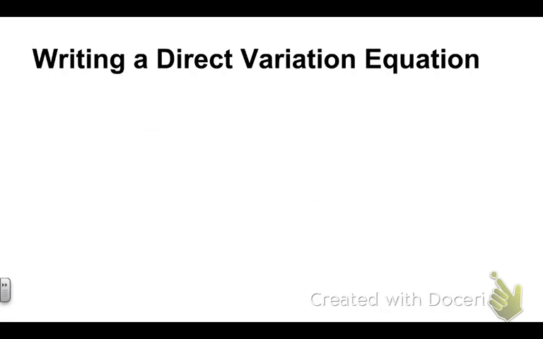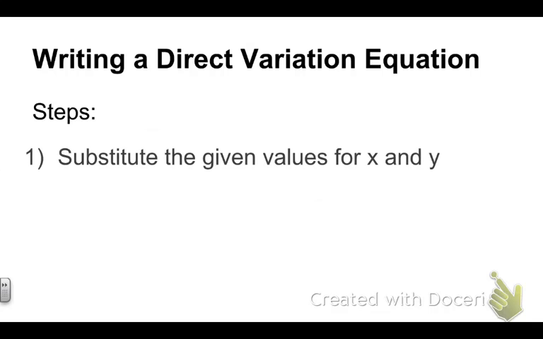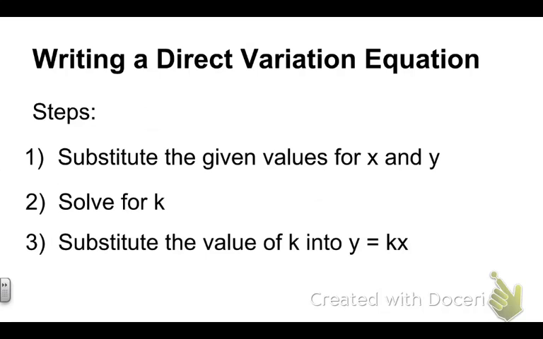Now, writing a direct variation equation, there's a couple of steps. You would first have to substitute the given values for x and y. That would leave you only with k, so solve for k. And then once you solve for k, plug that value of k into y equals k times x. So go back and get rid of whatever the numbers were for x and y, and it would just be y equals whatever number you solved for k times x. That would be the equation.